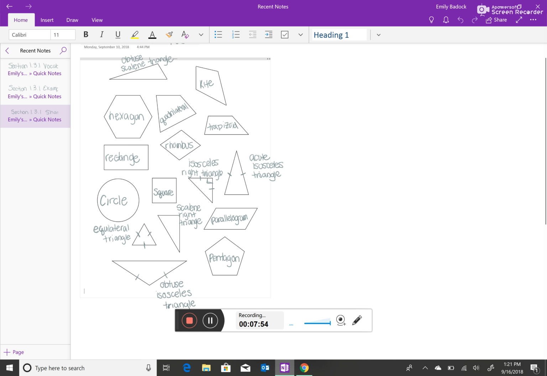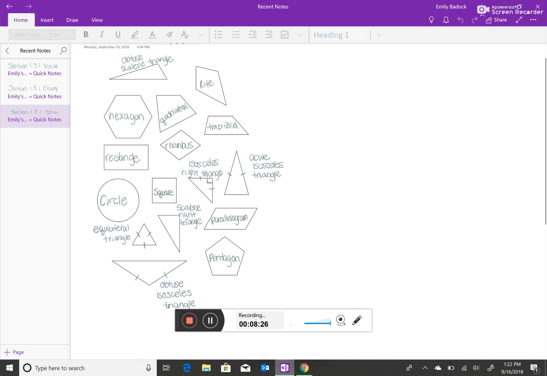You see an obtuse scalene triangle, which means that it has an angle that's bigger than 90 and none of the sides are equal. You have a kite, a quadrilateral, a hexagon, a rhombus, a trapezoid. Remember, a quadrilateral is kind of our umbrella, so it encompasses a lot of these shapes. Just because I classified that one shape as a quadrilateral doesn't mean that there aren't other shapes in this bucket that are also quadrilaterals. You have a parallelogram down here.